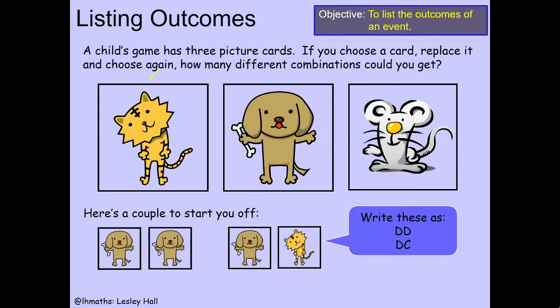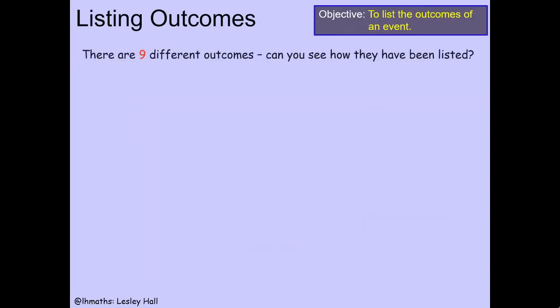Who can give me other possible outcomes here aside from dog, dog, and dog, cat? Okay, cat, mouse is possible. What else? Dog, mouse is also possible. So how do we write all the possible outcomes systematically? So take note, there are 9 possible outcomes. And what are these 9 possible outcomes?